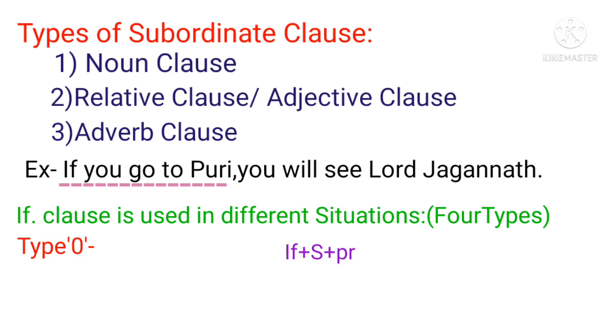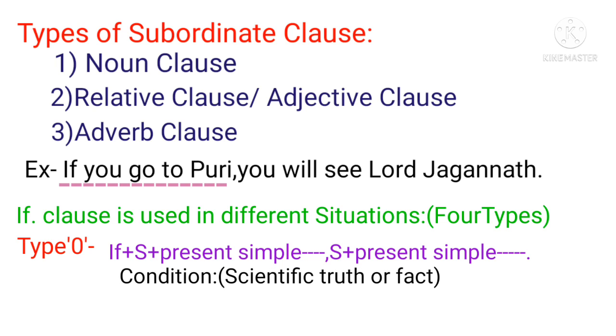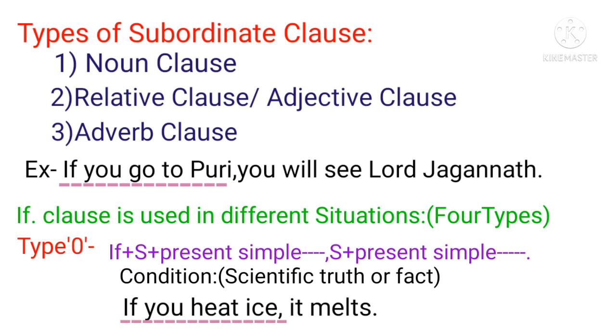If clause is used in different situations. There are four types of conditions. Type 0: if plus present simple, comma, present simple tense. When the condition states scientific truth or fact, general truth or fact. For example, if you hit ice, it melts. If you hit ice, this is a subordinate clause. It melts, this is main clause.